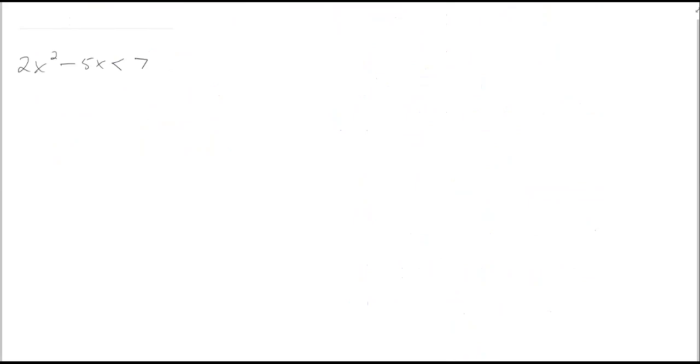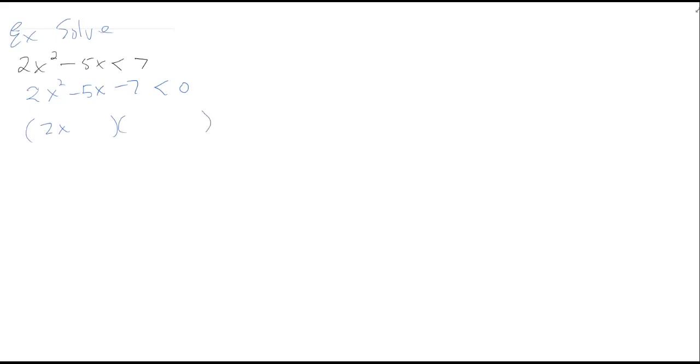Let's do this one. First, to get that 0, we're going to have to subtract that 7. Now we got this. Second, we're going to factor. Okay, we're going to solve. So factor this. Hopefully it's factorable. I mean, they're not going to throw anything strange at you in these problems.